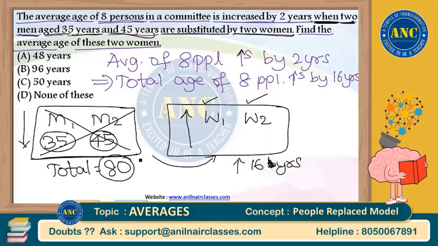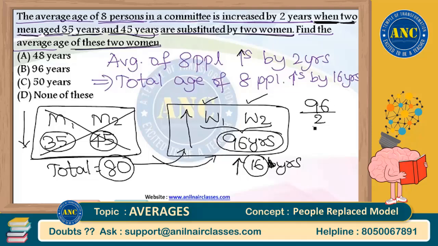That same 80 years should come inside. Along with that 80 years, 16 more years should come inside. That means the total of woman 1 and woman 2 should be 96 years. If the total of 2 women is 96 years, the average of 2 women is 96 divided by 2, 48 years. A beautiful way of understanding by using the concept. I hope it is very, very clear.